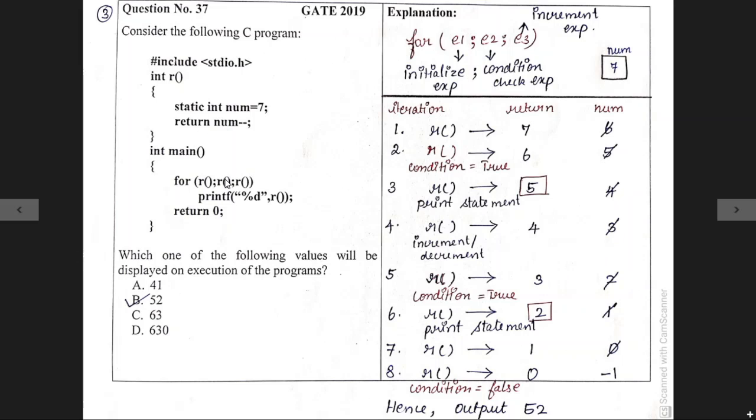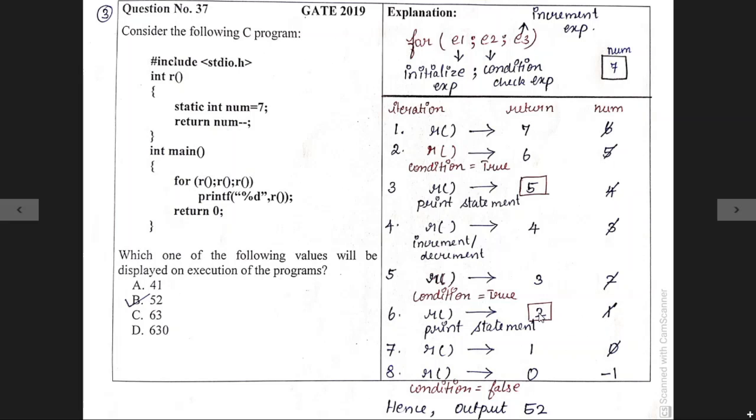Now come back to the condition expression. 3 gets checked. 3 is not equal to 0, so the condition is true. It will proceed inside the for loop. Inside the for loop again we have the printf function. Inside the printf function I have the R function. This R function goes back to the function definition. After executing this function, the 2 is returned and decremented to 1.